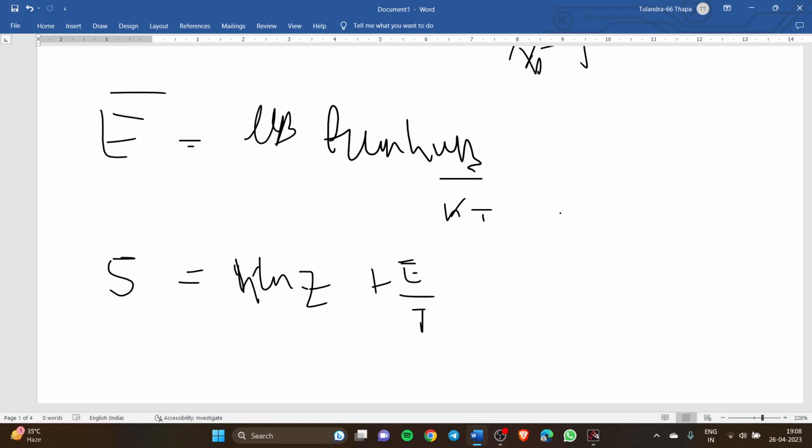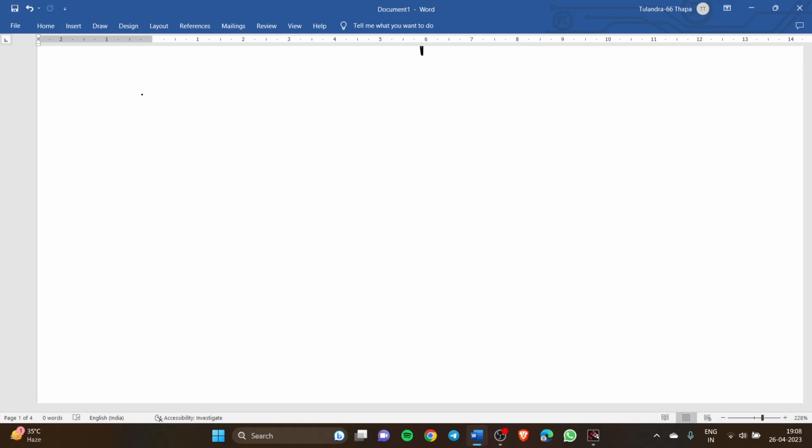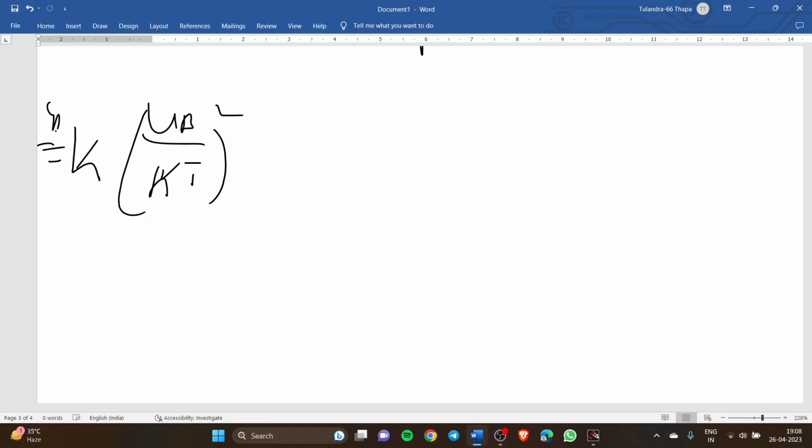Then we have one more thing, the specific heat, C_B. C_B is del E by del T. You can calculate it, and it comes out to be k times (mu B upon kT) whole squared, times sech squared of mu B upon kT. Simple enough.